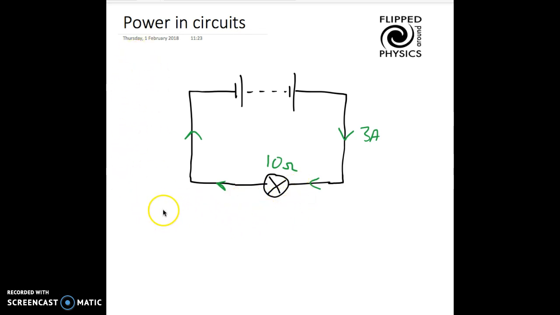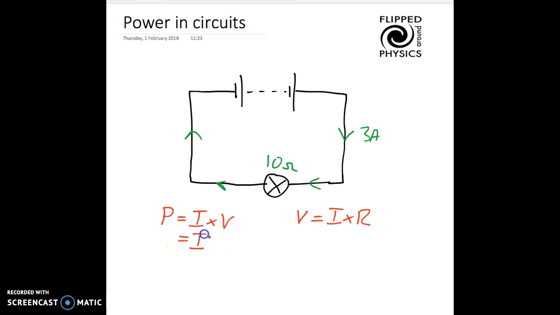We know that the power output from the bulb is going to be the current through it times the potential difference dropped across it. But we're not given the potential difference. So what can we do? Well, we know that Ohm's law says that the potential difference across here is going to be the current times the resistance. So what we can do is substitute for V in our equation here by putting in I times R. So we're going to do that.